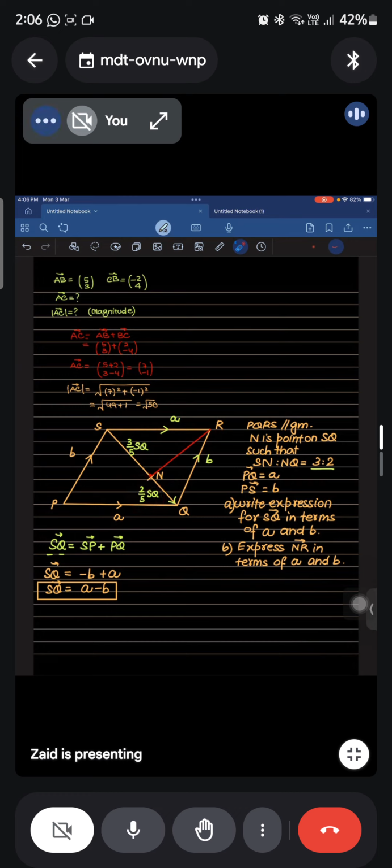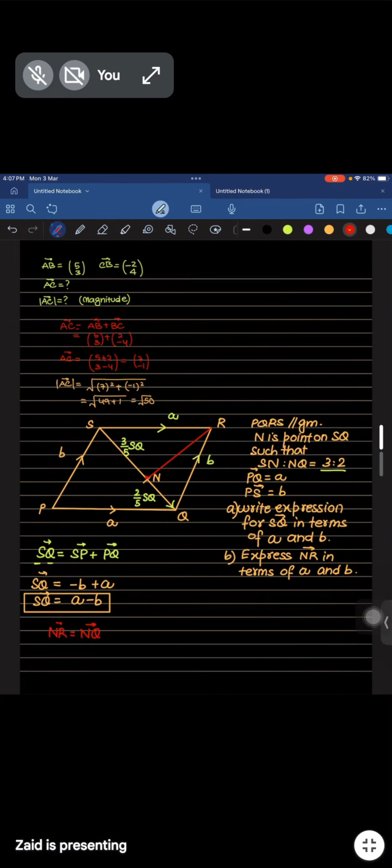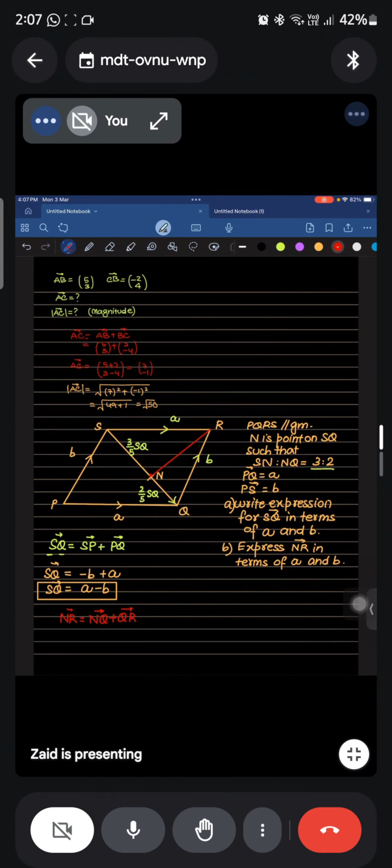That's easy. So let's make an expression for NR. NR is going to be equal to, starting from N, NQ plus QR. Or there can be another choice: NR is going to be equal to NS plus SR. Now we just need to find out the value. For instance, I'm doing this one, which seems to be easier. NQ is 2 upon 5 of SQ.